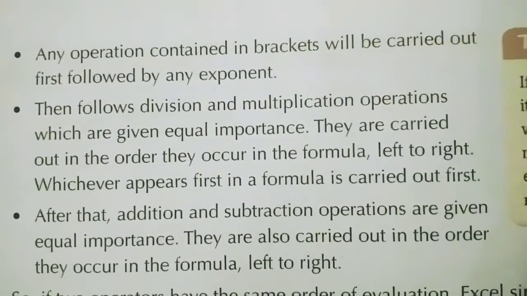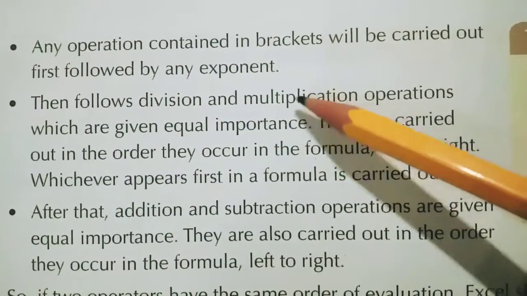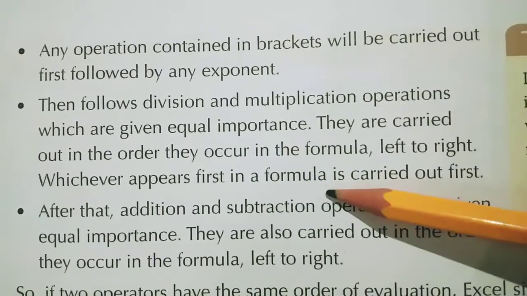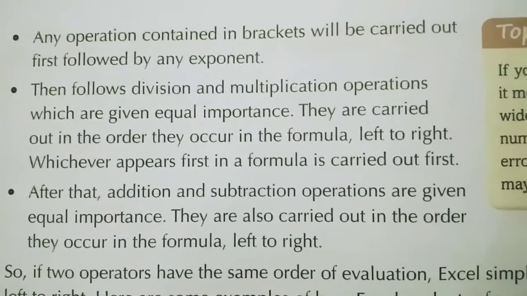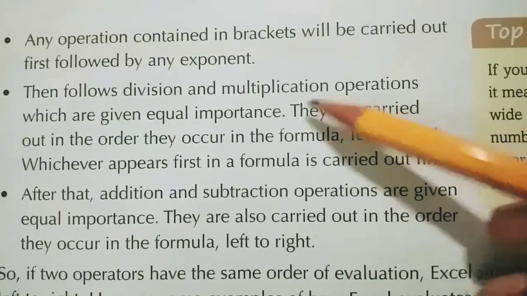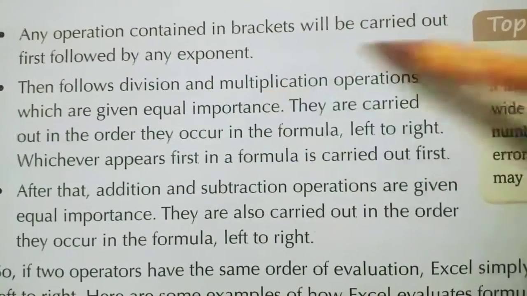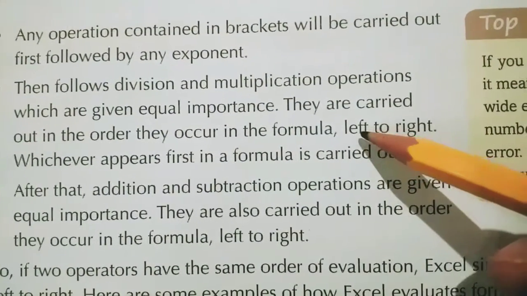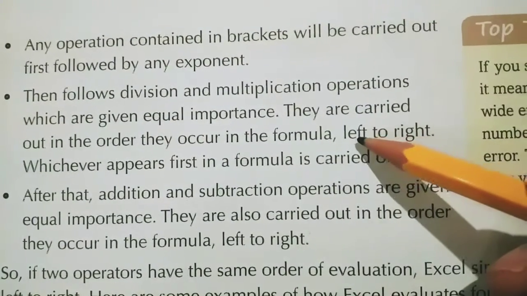Then multiplication operation, which are given equal importance. See, multiplication and division are given equal importance. They are carried out in the order they occur in the formula, left to right. Okay. So if division and multiplication both are coming in an expression, then you have to give equal importance. But what will you perform first? According to their occurrence. That means which will come to the left side first, then you have to perform the left one. It will go like left to right.